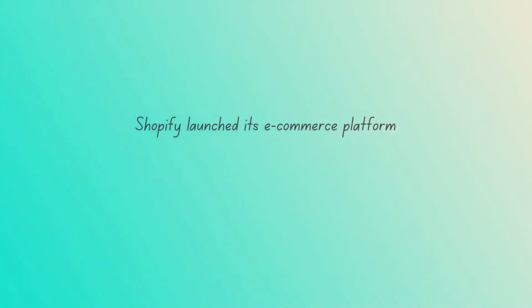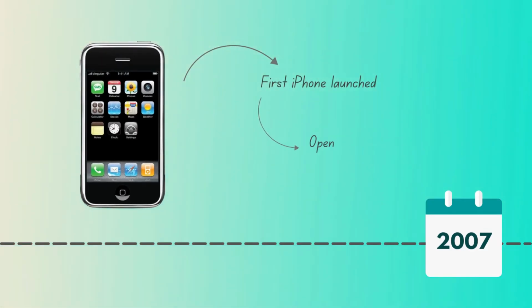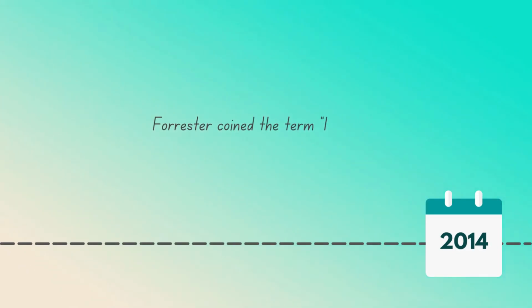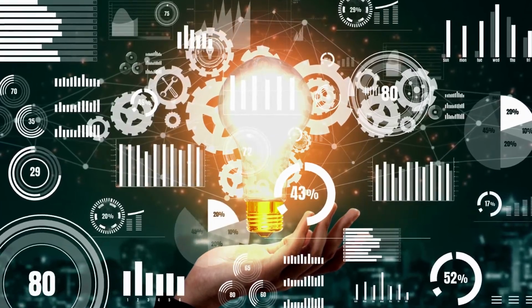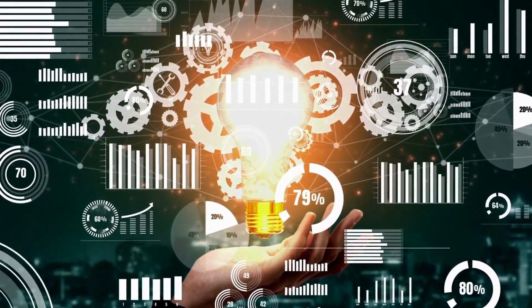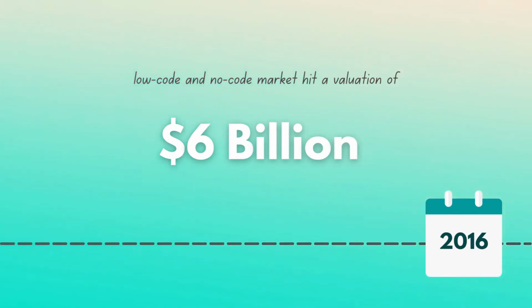Shopify launched its no-code e-commerce platform in 2006. In 2007, Apple launched the first iPhone, opening the world of mobile apps. Then in 2014, Forrester coined the term low-code. Years went by, and new innovations started taking place, using the no-code technology, and it was just time when the low-code and no-code market hit a valuation of $6 billion in 2016.